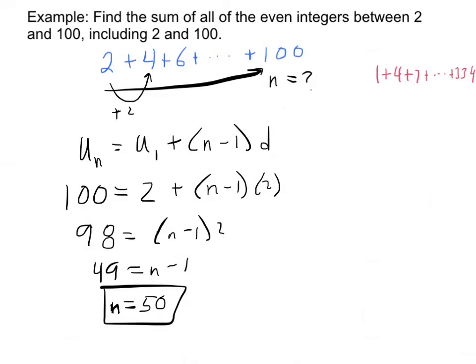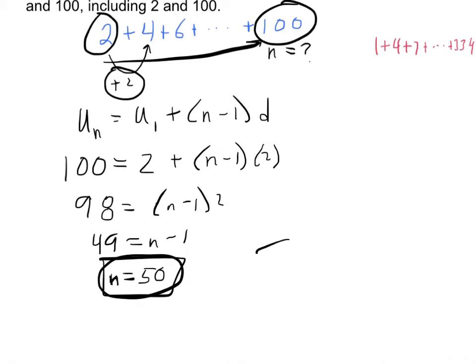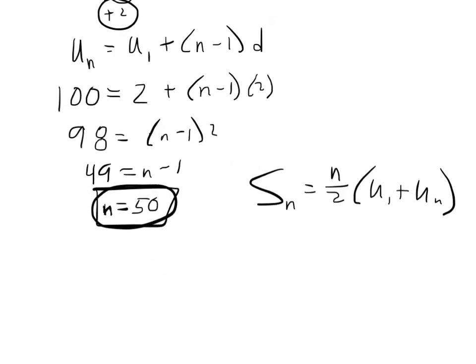So great. I'm looking at this thinking, I have my first term, I have the common difference, I have the last term, I have n. Just like last time, I'm a fan of using that first formula. I'm a fan of using Sn equals n over 2 times u1 plus un. I could use the other formula, but I like this one better. It's shorter, I feel like it's quicker. So I'm going to use that one.